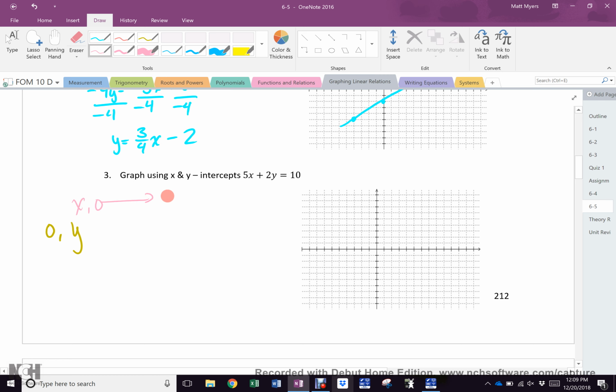So this gets me 5x equals 10. What disappears here? The 5x disappears. So this gets me 2y equals 10. And I've already got it. What's the x-intercept? It's 2. What's the y-intercept? 5. Whoa, what? Hello? Graph it. They're both 2 and 5. Amazing.